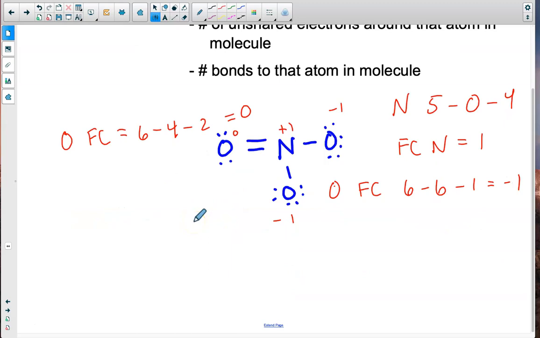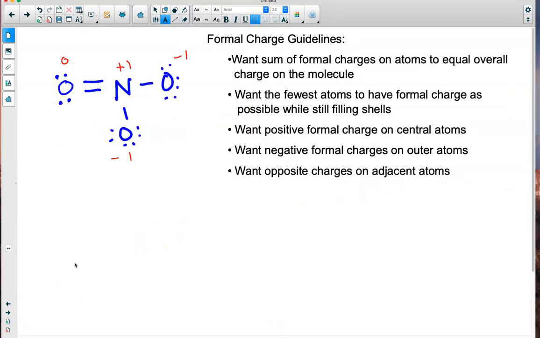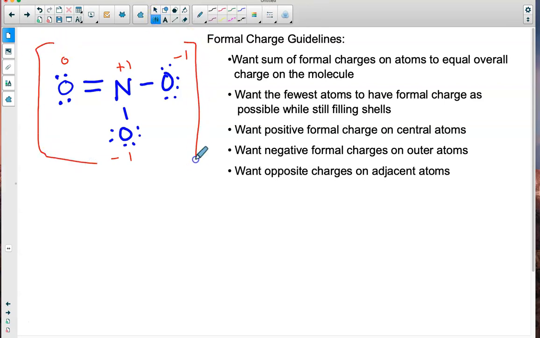So now there's certain rules that we have to follow when we assign formal charges. So there are some guidelines that we also have to follow for formal charges in order to ensure that we've got our structure as good as it can be. And first of those is that the sum of the formal charges on the atoms has to equal the overall charge of the molecule. So here we have a +1 plus a -1 plus another -1 that gives us an overall charge of -1, and we would show that by drawing brackets around this and the -1 there. So this structure does follow that guideline.